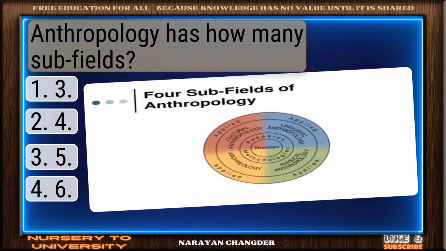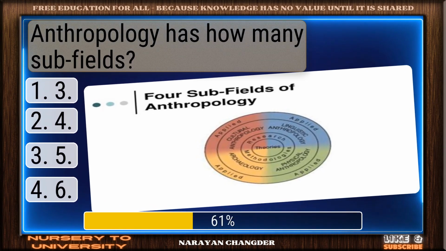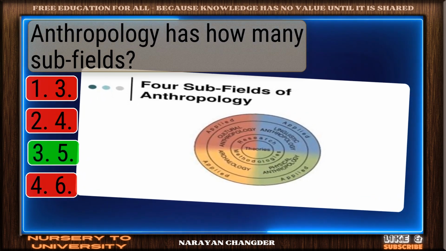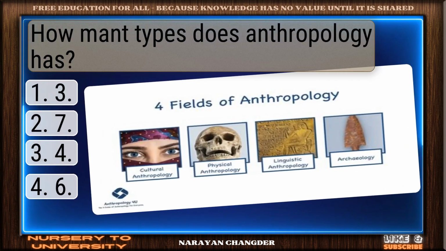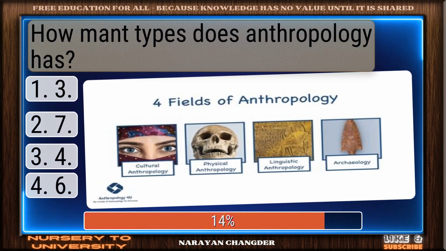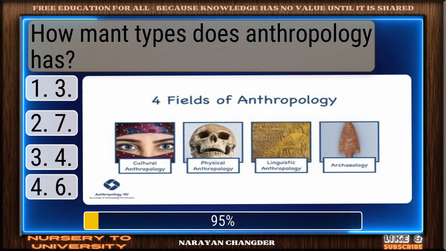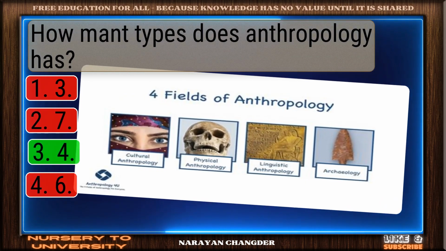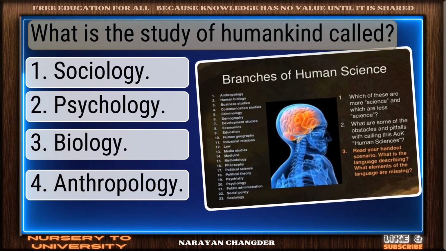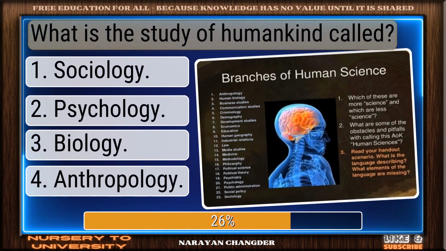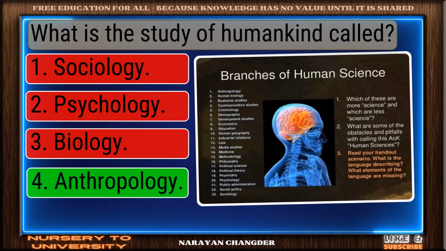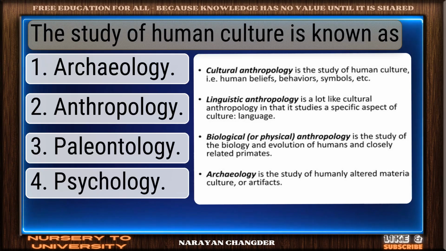Anthropology has how many subfields? Right choice. 5 is the best answer. How many types does anthropology have? Good thinking. 4 is the right answer. What is the study of humankind called? Well done. Anthropology is the right choice.